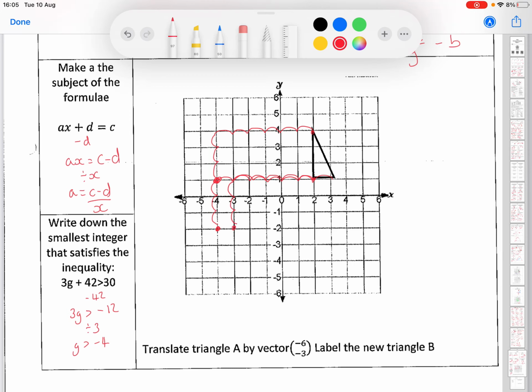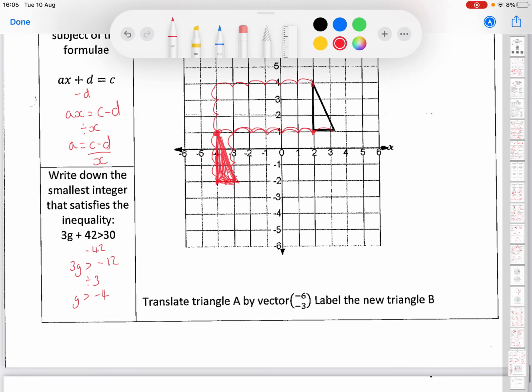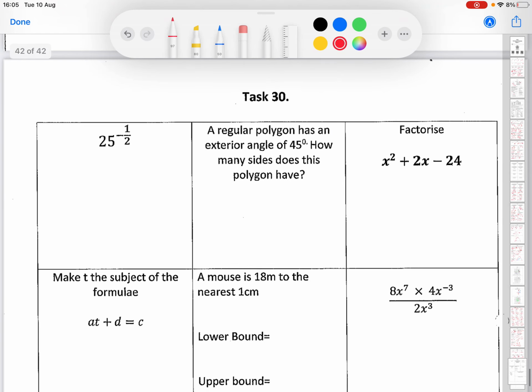I forgot how many down I was going. In this one, we're going 1, 2, 3, 4, 5, 6. 1, 2, 3. So that triangle is going to go there. It doesn't matter if you draw all over it, as long as you've indicated that this is your triangle. That's fine. Shade it in. Doesn't matter. Okay.